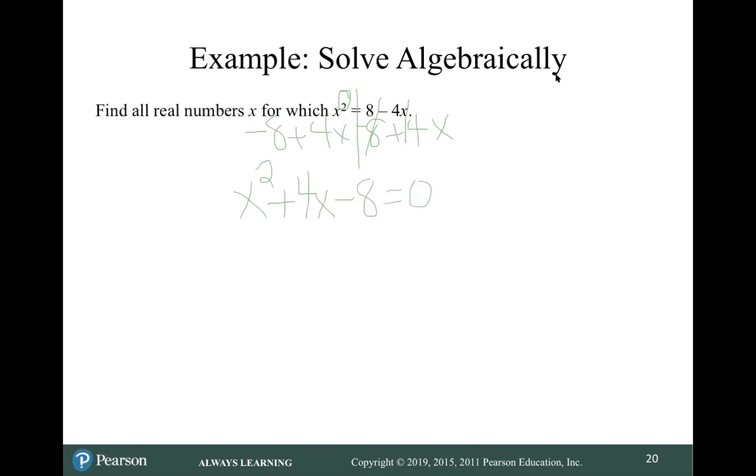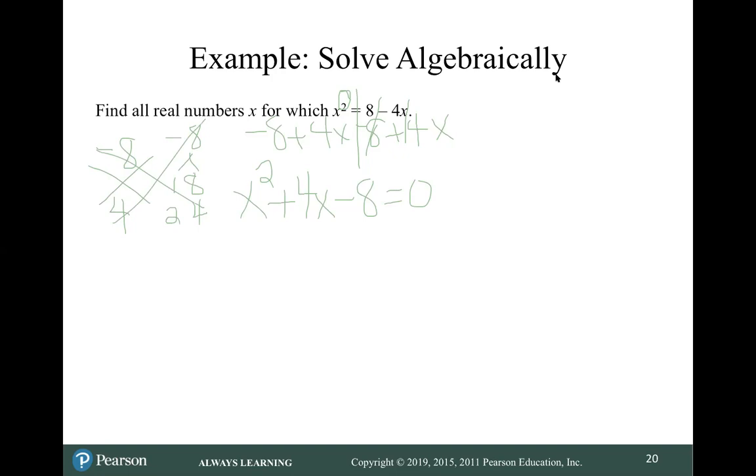Now the question is, does this factor? Well, in order to find out if it factors, I want to take -8. That's what they need to multiply to. And what do they need to add to? They have to add to 4. Do I have any two numbers that multiply to -8 and add to 4? Factors of -8 are 1 and 8, 2 and 4. None of those have a difference of 4. So it doesn't factor.